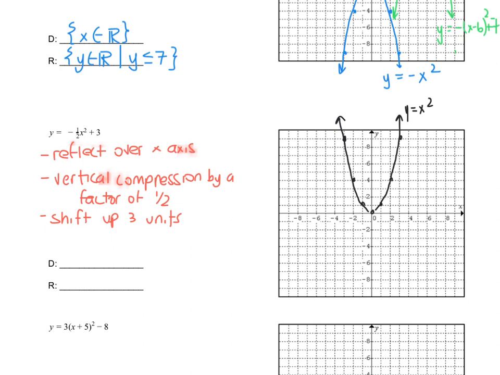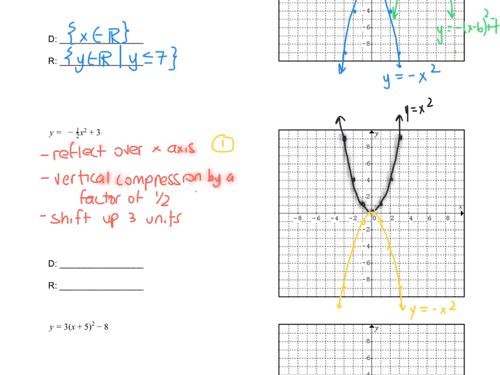So I drew my parent parabola here. Hopefully yours looks like this as well. So I'm going to start with my reflection. So just like the previous example, I'm going to take all of my coordinates and reflect them so that they are the negative version of the y values. So we should have something like this. Now, I'm going to label this as y equals -x squared because that is all I have done to it.